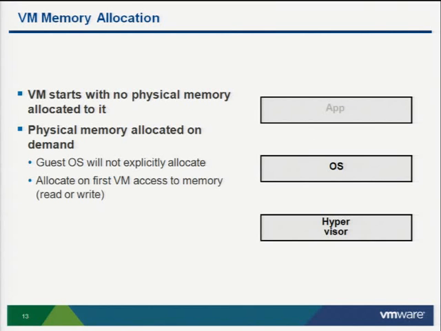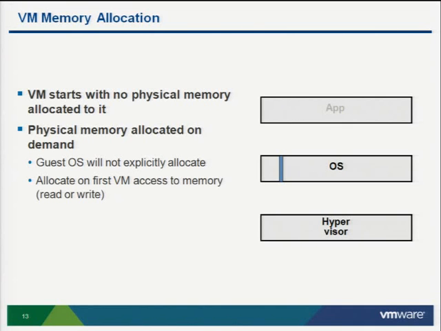VM memory allocation. So what we're going to see here is that the VM starts up like an application in that it has no physical memory allocated to it. But unlike an application, this VM is the operating system essentially right now. There's no applications yet. So an operating system doesn't allocate memory. It just starts using memory, again, because the operating system assumes that it owns all the memory.